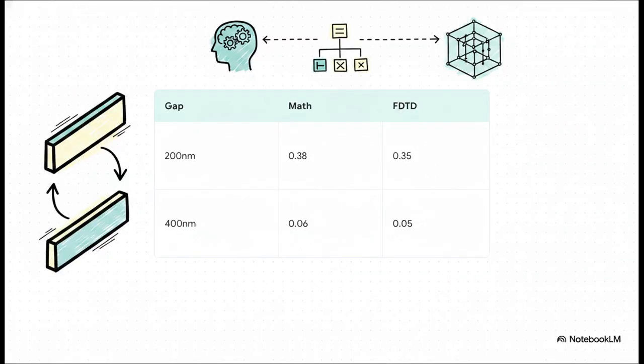And this brilliantly illustrates the difference between theory and reality. As the gap distance between our two waveguides widens from 200 to 400 nanometers, that coupling coefficient kappa drops exponentially. But take a close look at the slight numerical discrepancy there. At a tight 200 nanometer gap, the math model predicts a kappa of roughly 0.38, while the 3D FDTD simulation shows it slightly lower, at around 0.35.